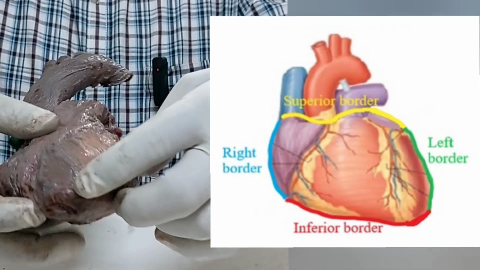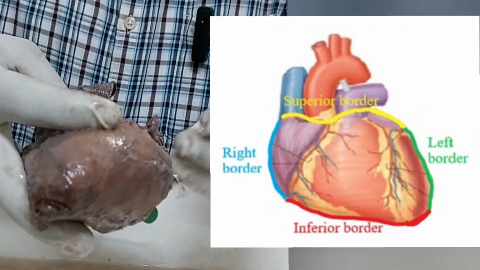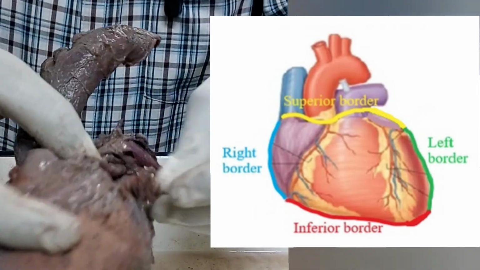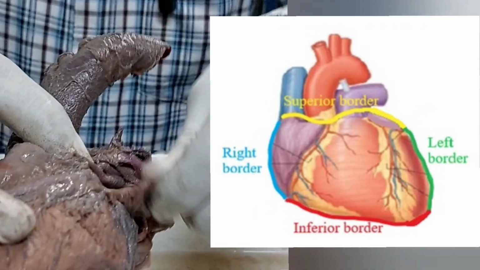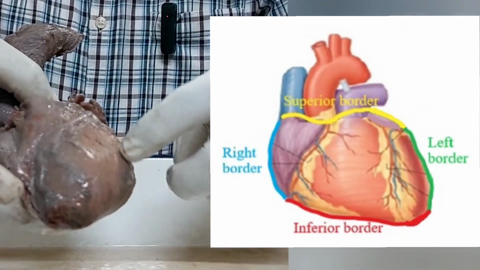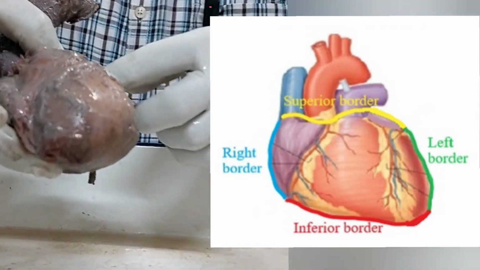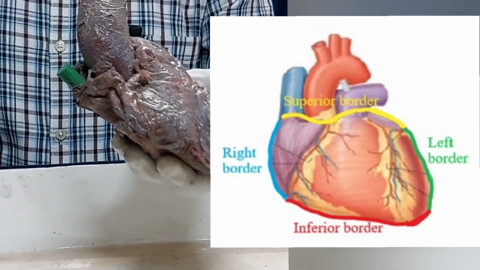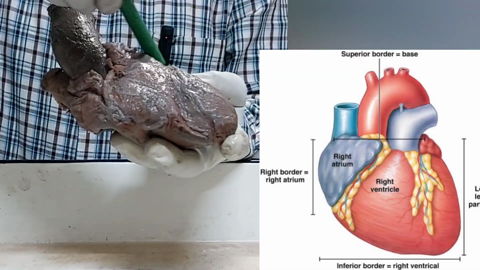And from the apex to the left auricle. The left auricle is this. This is the auricle. It looks like an ear, so the name is auricle or left appendage. So from the apex to this appendage, it is not a very distinct border. It is called the left border. So mainly three borders: right, inferior, and left.